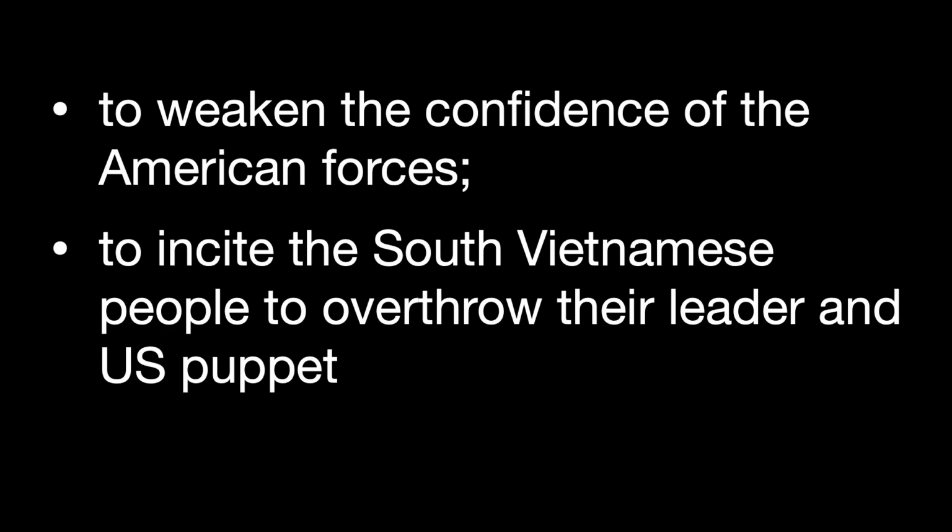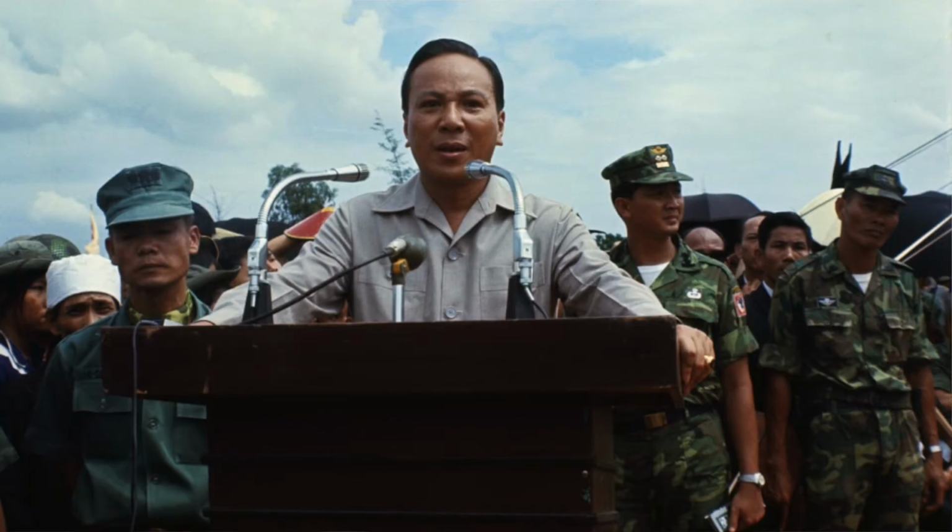The Tet Offensive had two objectives. One, to weaken the confidence of the American forces, and two, to incite the South Vietnamese people to overthrow their leader and U.S. puppet Nguyen Van Thieu.